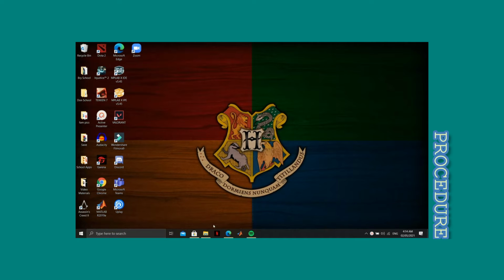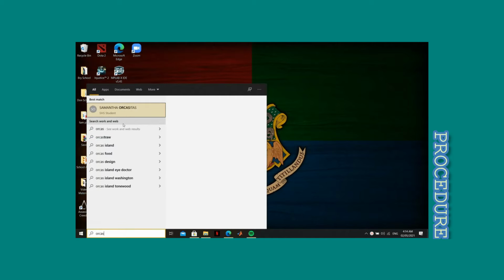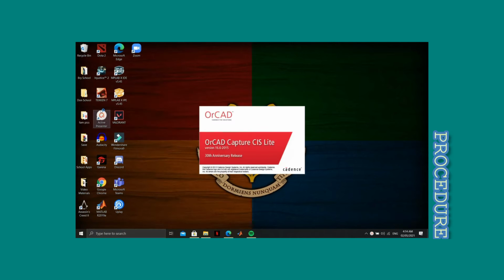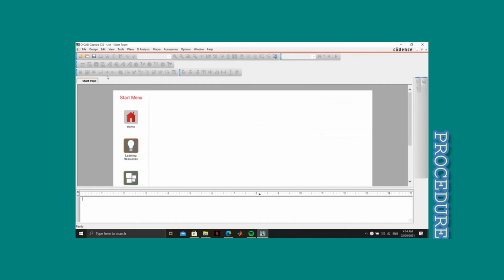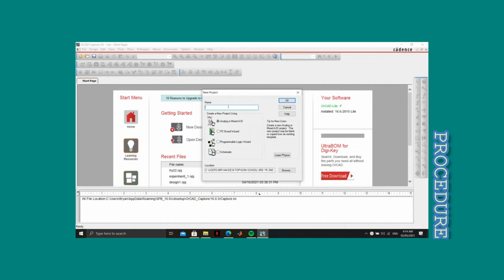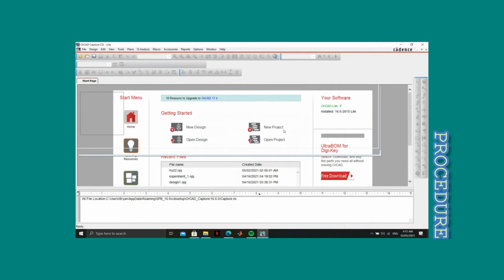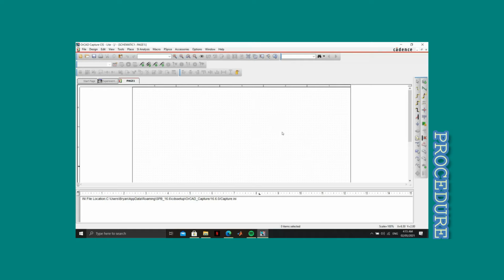Now let us proceed with our experiment. So first, open OrCAD and create new project. For the first part of the experiment, we will use an RL source load. So first, let us build our circuit.